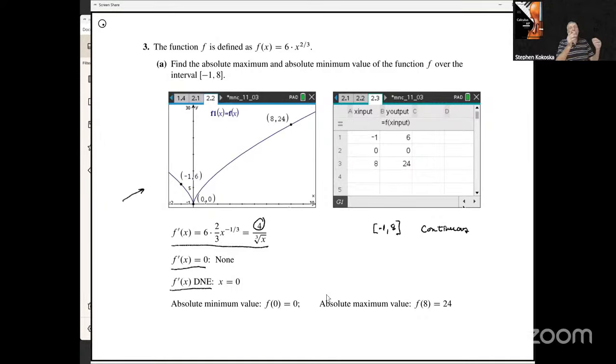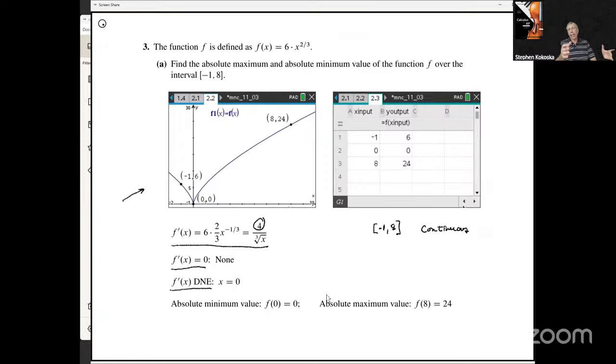So where do I need to look here? This is that table of values method. I have a continuous function on a closed interval. It must have an absolute max and min. I look at the endpoints, and I look at all the places where the derivative is 0 or does not exist.